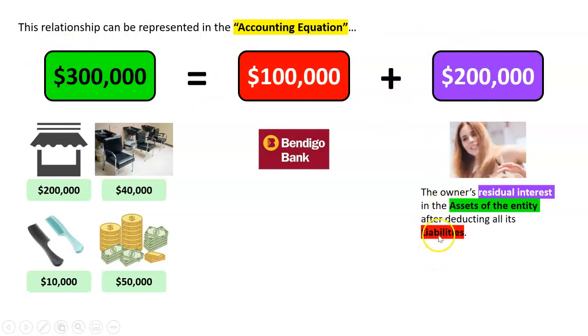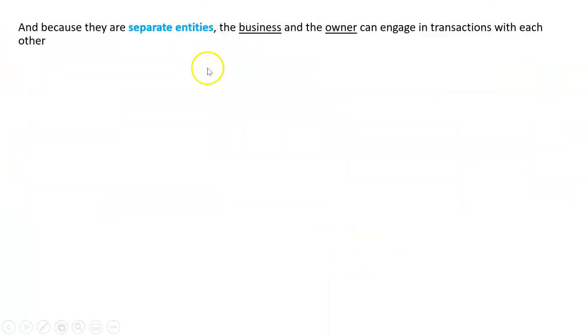But for right now, let's just go back to our definition. It is clunky, but it probably makes a little bit more sense now. This $200,000 is the owner's residual interest in the assets of the entity after deducting all of its liabilities. I guess what we're saying is she can have the property for 200,000, and the bank, they would get the rest.